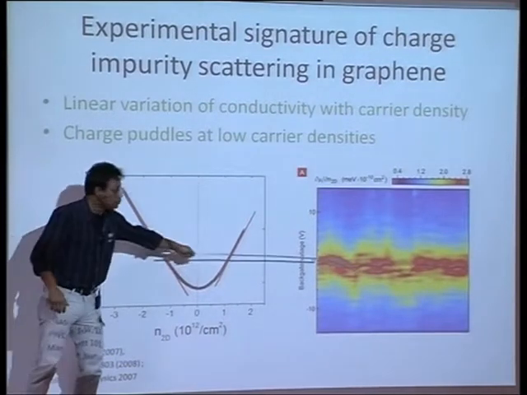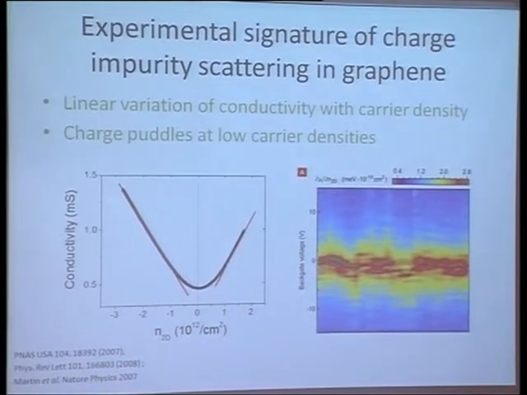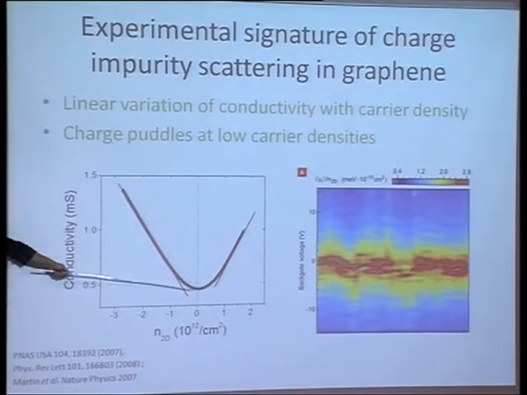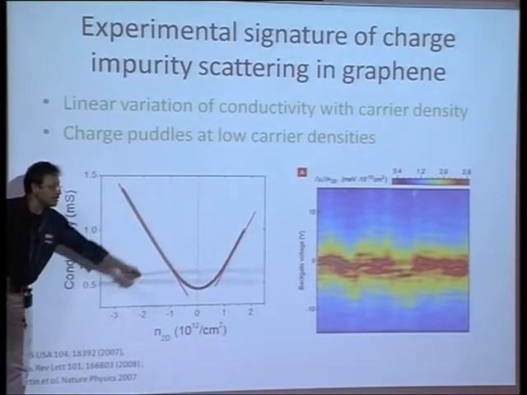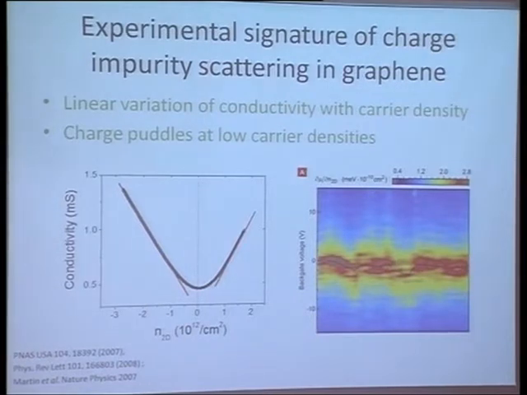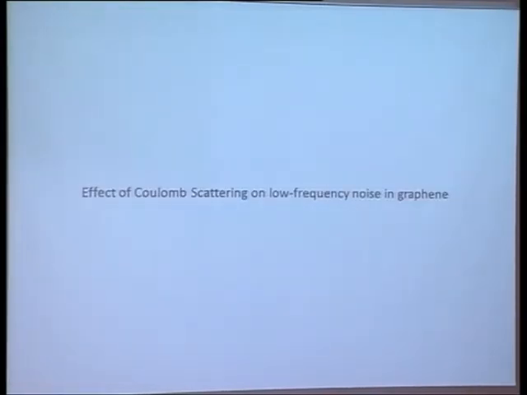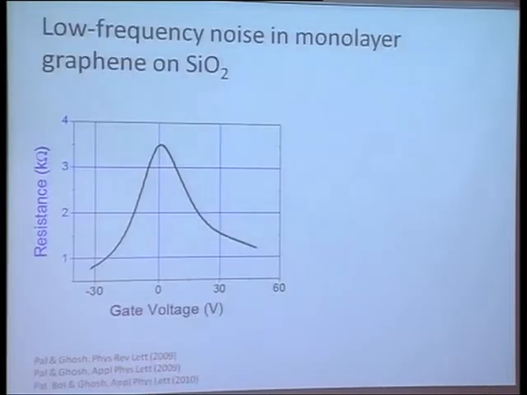Number two is the puddles of charge, particularly at low density. When you make the density sufficiently low, the charge layout breaks into electron and hole puddles. These two have been shown analytically, theoretically, and experimentally to be a result of trapped charges at the interface. What we actually showed is that the low frequency noise in graphene is also a product of these trapped charges. It's extremely important to know that this is the major source of interaction.